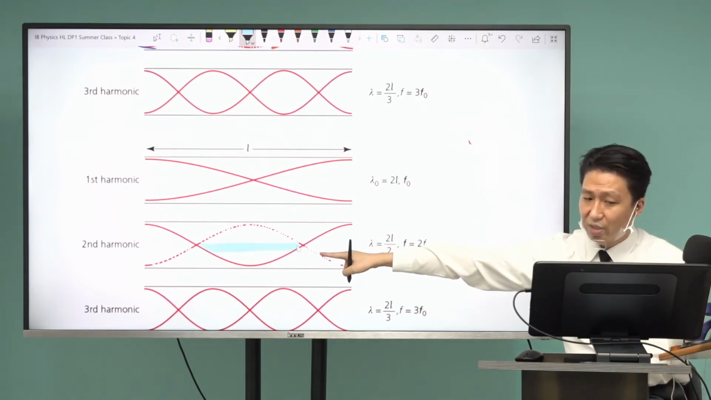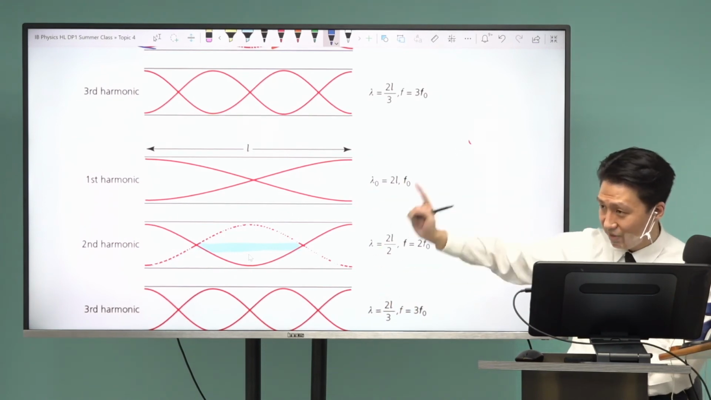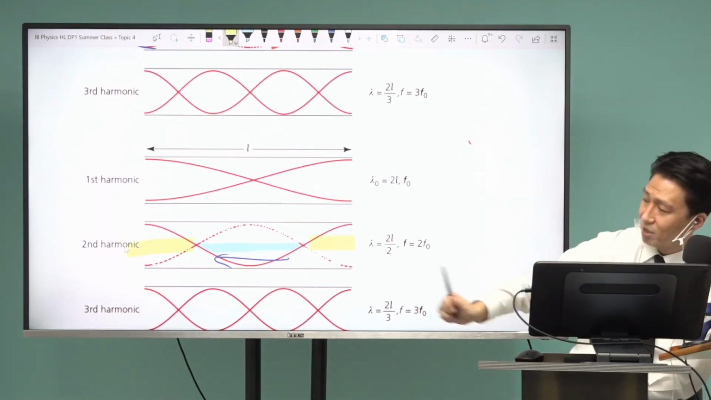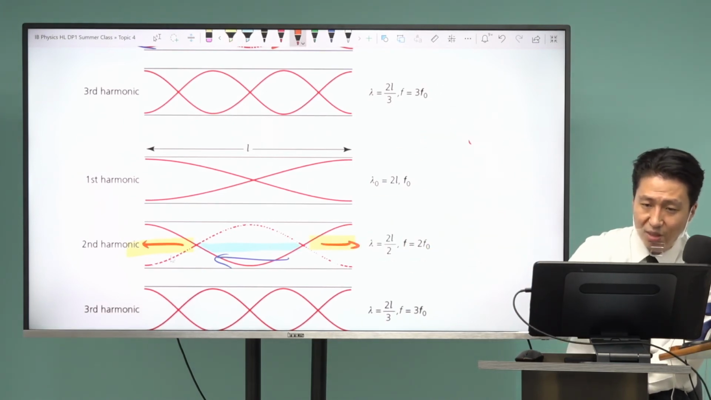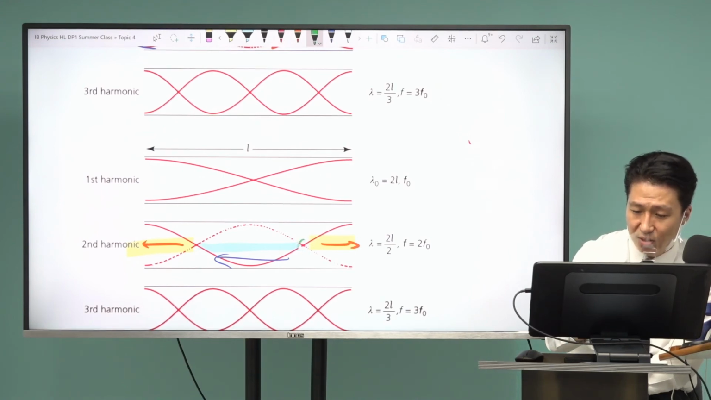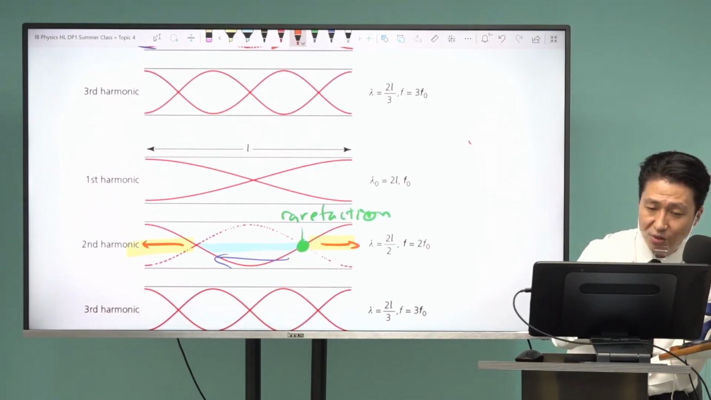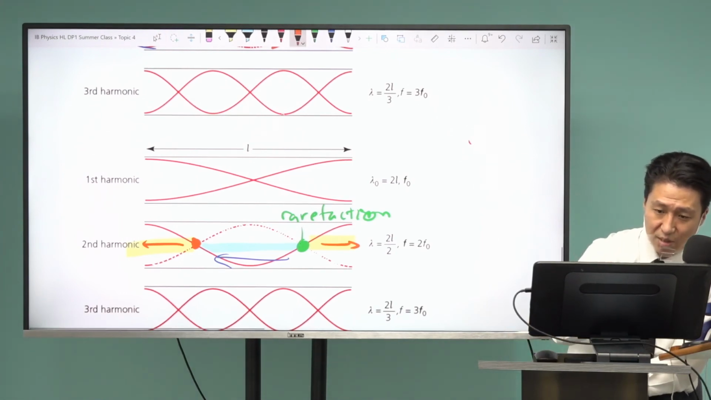All the molecules here are displaced to what side? Negative, right? Negative is left. So all these molecules are moved to the left. Again, in the yellow zones, everything is positive, displaced to the right. Therefore, the new refraction zone is going to be here. And the new compression zone, sorry, this should be to the right. Now this is a compression zone.